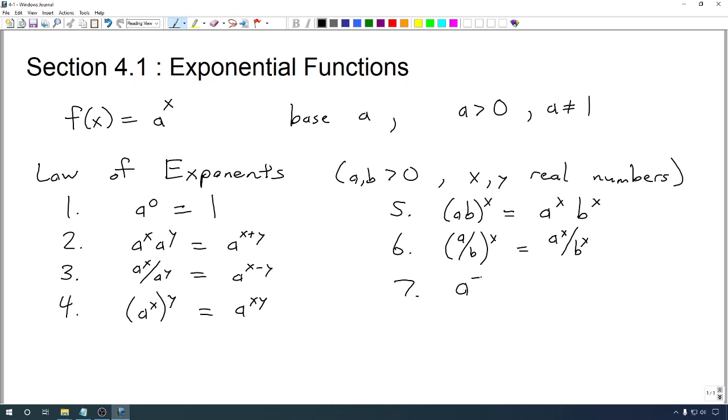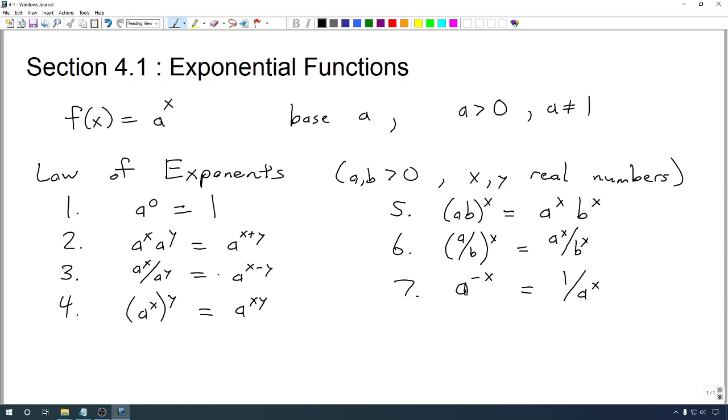Finally, we have a property that's talking about what a negative exponent means. A to the negative x is the same thing as 1 divided by a to the x power. It's kind of more of a definition of what negative exponents mean.